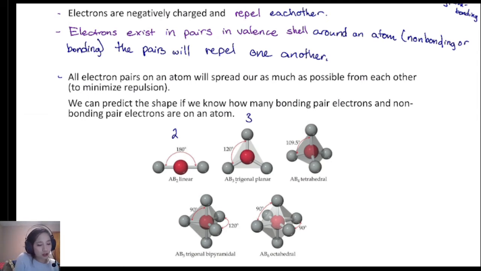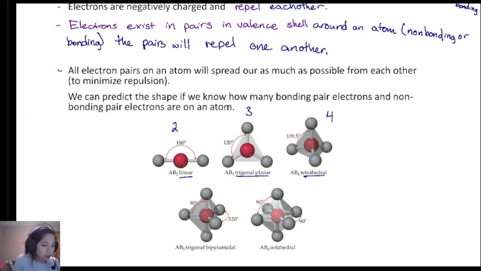So this is what we call a trigonal planar shape. And then the 2 electron pairs would be linear. If we have 4 electron pairs, they will spread out from one another in 3D space, and this is called a tetrahedral shape. So this is 4 electron pairs. And then if there are 5 electron pairs, it makes a trigonal bipyramid shape. And if there are 6 electron pairs, then it's octahedral. So we will go through every single one of these examples. I'm just giving you an introduction to it.